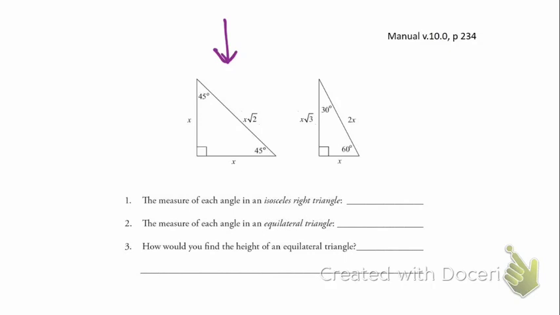So if you have a 45, 45, 90 triangle, so this one right here, the ratio of the side lengths is x, x, and then x root 2, okay? A 30, 60, 90 triangle looks like this. Your ratio of the side lengths is x, 2x, and then x root 3. Okay. If you just want to fill this in, the measure of each angle in an isosceles right triangle, so that's the one on the left, that's 45, 45, 90.